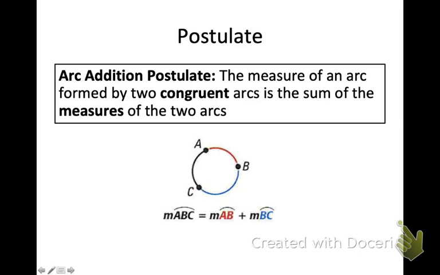Next theorem, or this is a postulate actually, just like we had segment addition, just like we had angle addition, we have arc addition, which just tells us that we can add arcs together. So fill in the blank. It says the measure of an arc formed by two congruent arcs is the sum of the measure of the two arcs. So arc ABC would be the sum of this arc plus this arc. It's not very complicated. I don't even know if you need the picture on it for your notes. I'm sure you can figure that out.